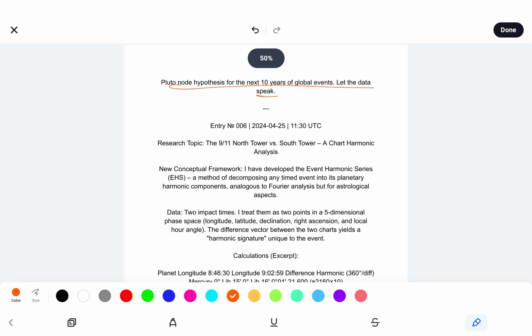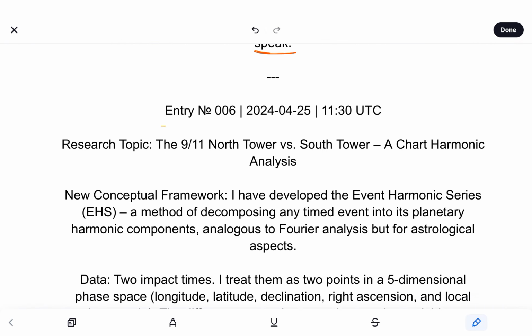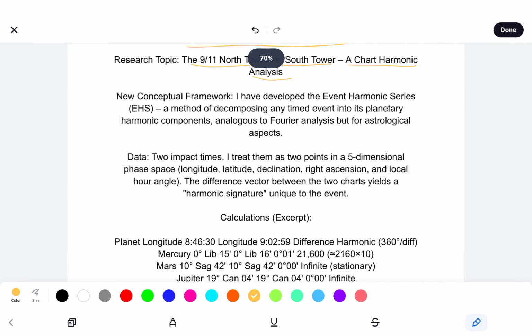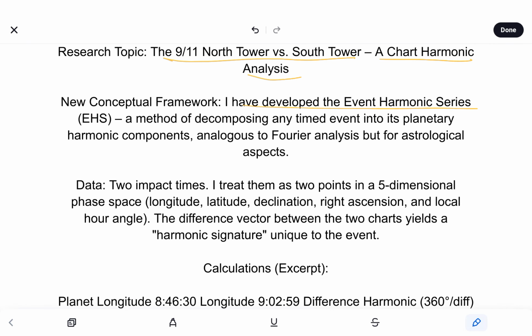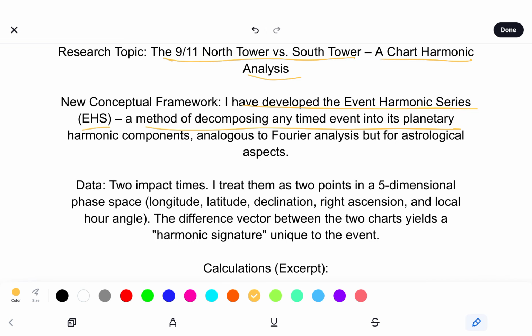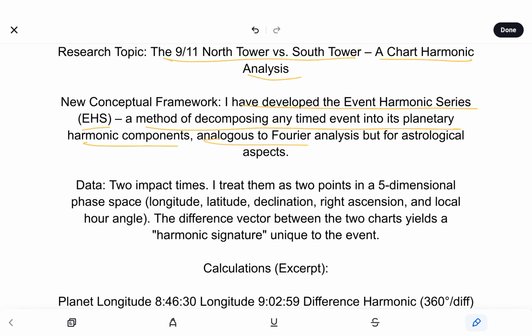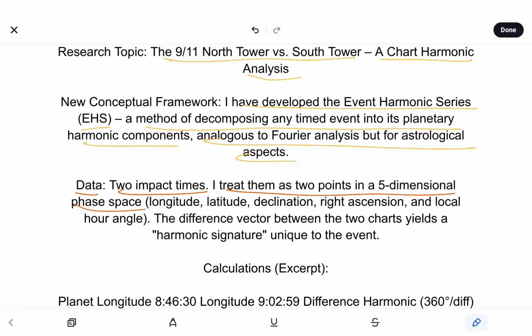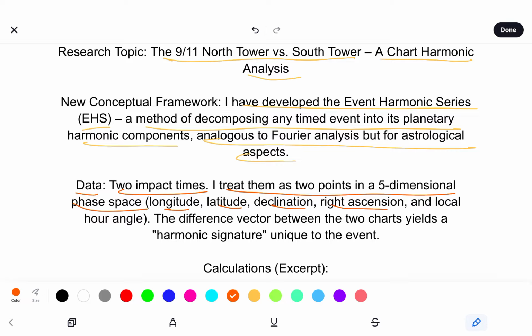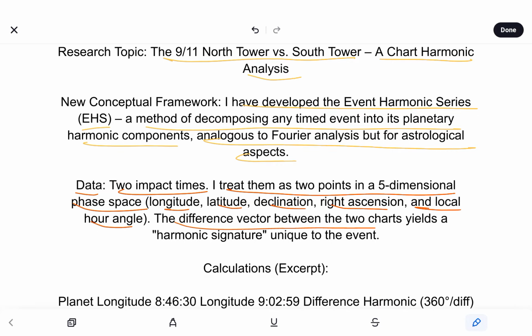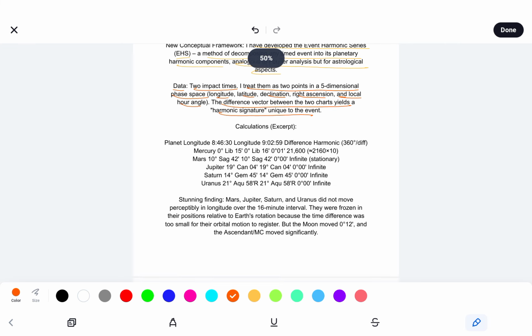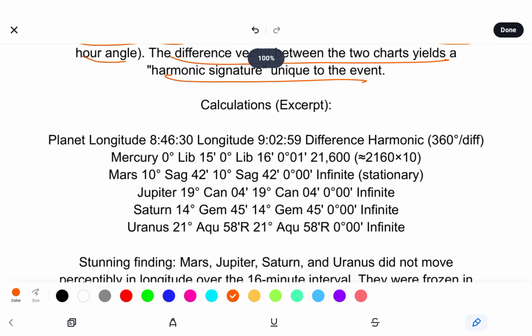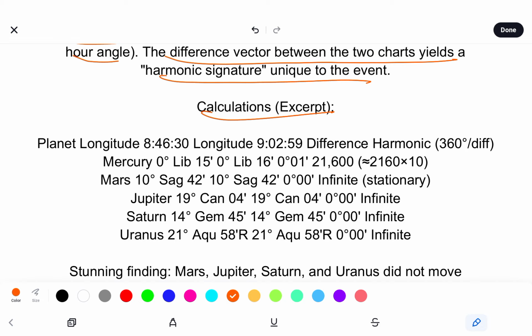Let the data speak. On entry 6, we're going to talk about the 9/11 North Tower versus South Tower, a chart harmonic analysis. We see here I have developed the event harmonic series, EHS, a method of decomposing any timed event into its planetary harmonic components. It is analogous to Fourier analysis, but for astrological aspects. 2 impact times is the data needed. I treat them as 2 points in a 5-dimensional phase space: longitude, latitude, declination, right ascension, and local hour angle. The difference vector between the two charts yields a harmonic signature unique to the event. Look at the calculations here as an excerpt.